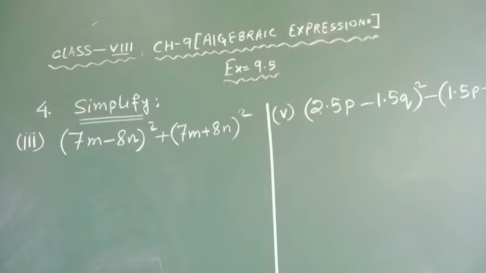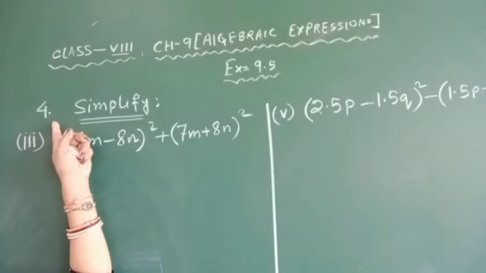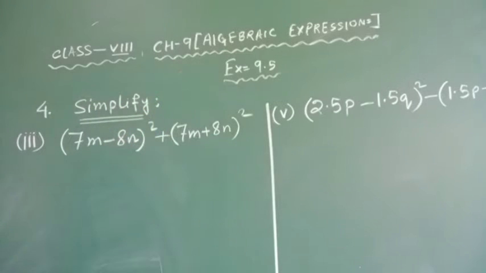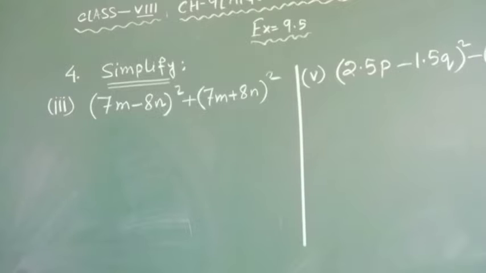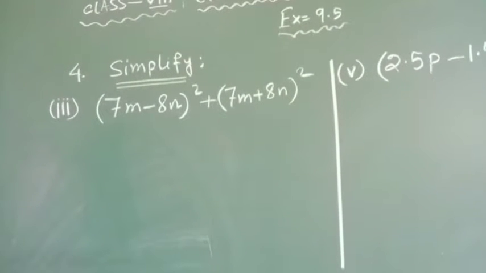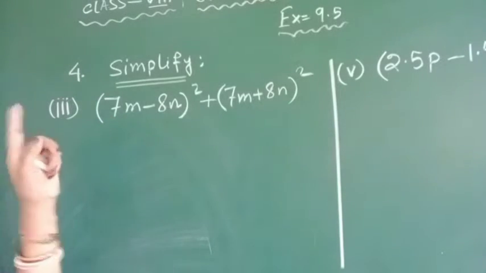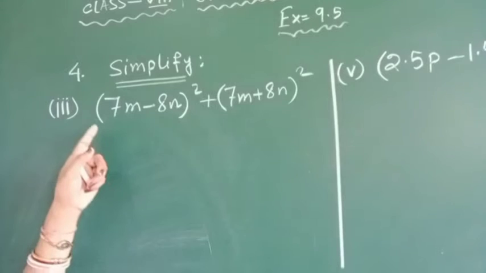Students, today we will do exercise 9.5 question number 4 from chapter 9, algebraic expressions and identities. Here in this question we will do the simplification. By using identities we will simplify the given sums, as in questions 1, 2 and 3 we did in yesterday's video.